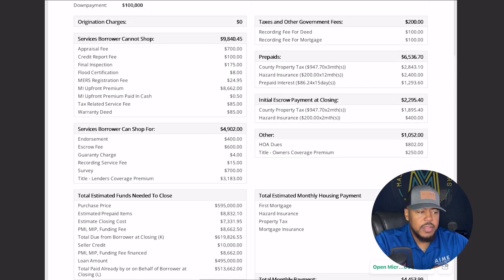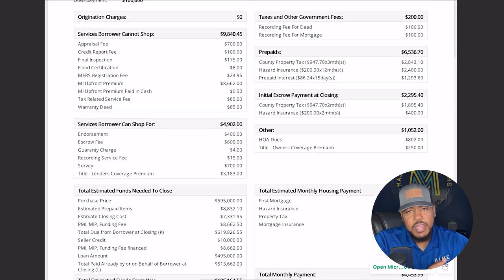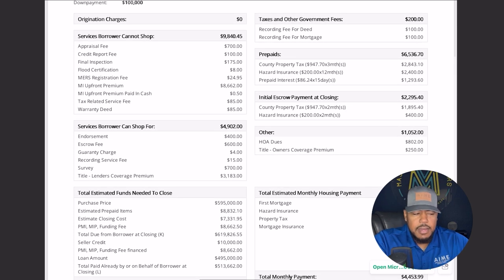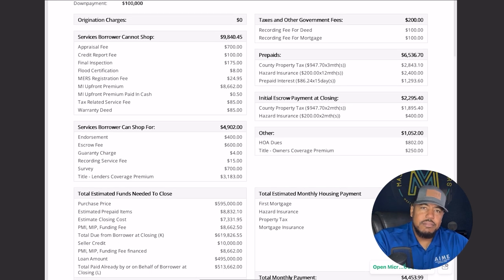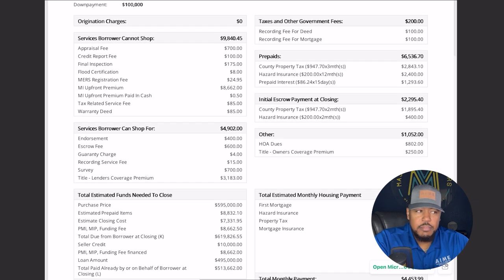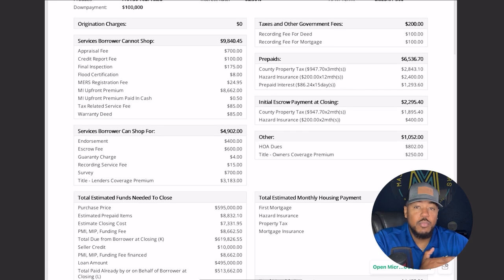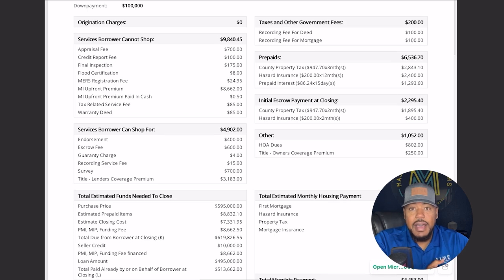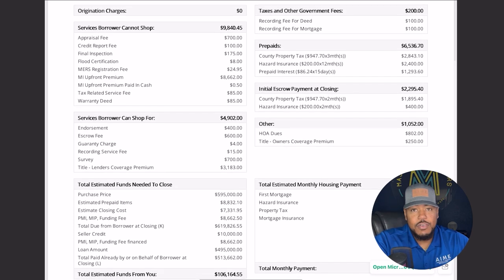It's going to talk about services you can shop for, services you can't shop for, which in and of itself is misleading terminology. Can you really shop for it? Yes, but you can't shop for it independently. Really, you choose a title company, or the seller chooses a title company. And by choosing that title company, you're basically choosing the fees that come with that title company. So can you shop for it? Sure. But you're shopping for it by selecting a different title company.